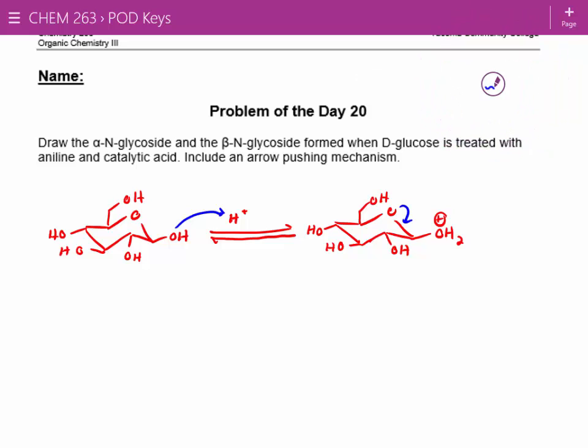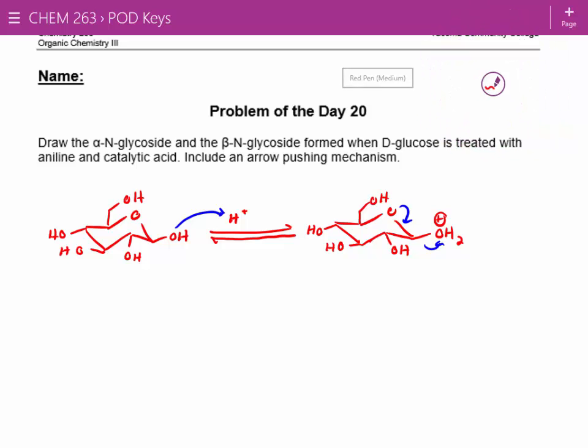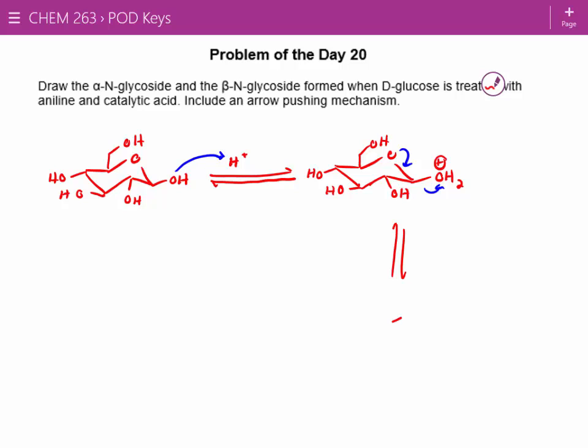All right, we can dump down electrons, kick off our leaving group. All right, so now this oxygen has a positive charge.